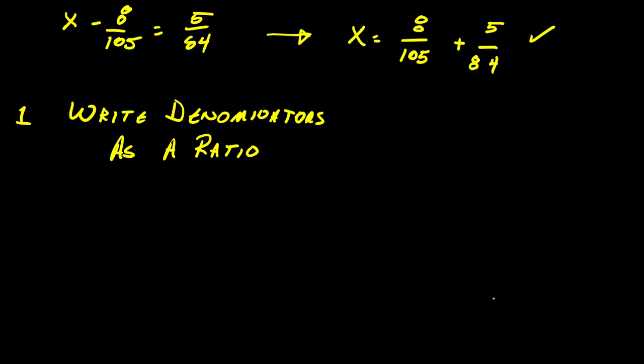Now, it doesn't make any difference whether you put the 84 in the numerator and the 105 in the denominator, or you just do it the other way with the 105 in the numerator and the 84 in the denominator. I personally like to put the smaller number in the numerator, so I would write 84 over 105. Step number 2, prime factor those numbers.